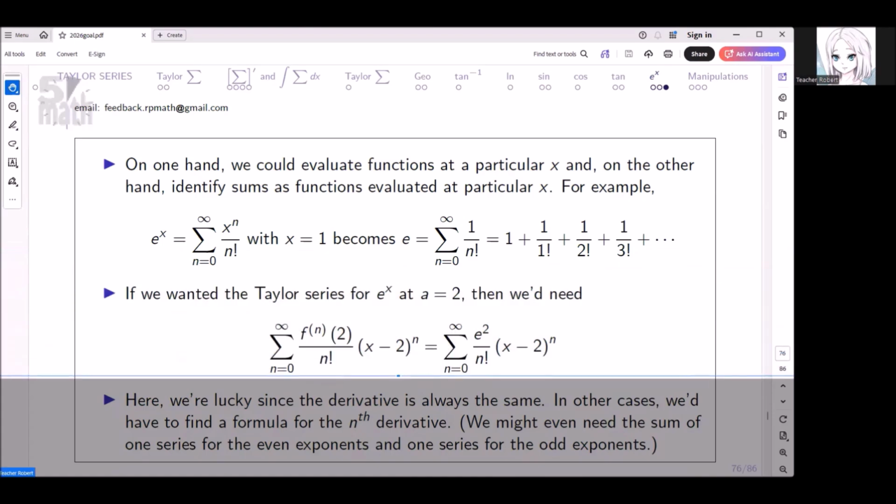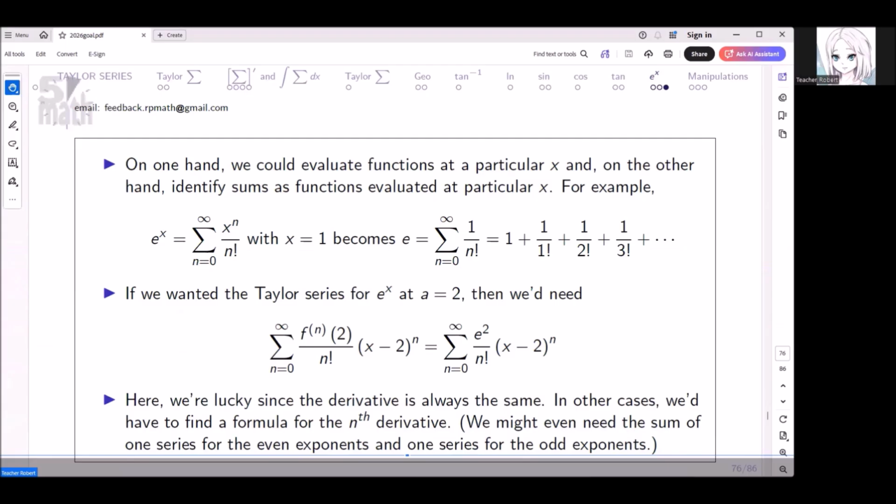If we wanted the Taylor series for e to the x at a equals 2, then we would need this. Here, we're lucky, since the derivative is always the same. In other cases, we'd have to find a formula for the nth derivative. We might even need the sum of one series for the even exponents and one series for the odd exponents.